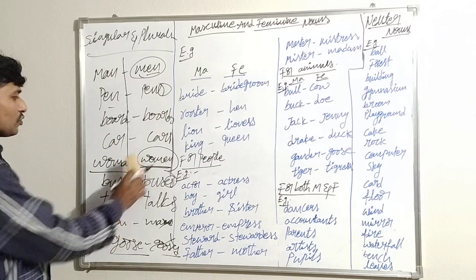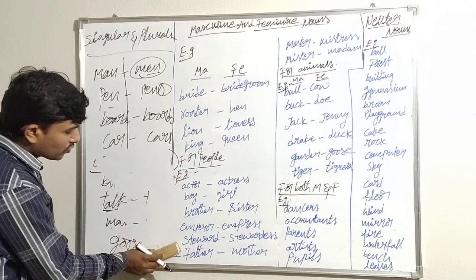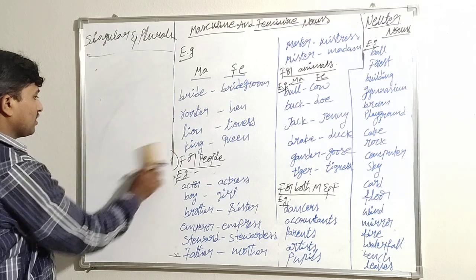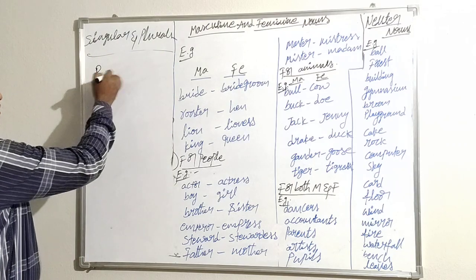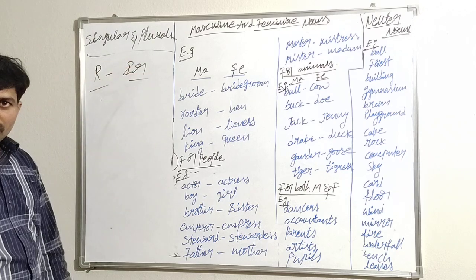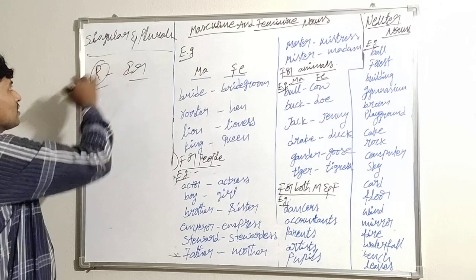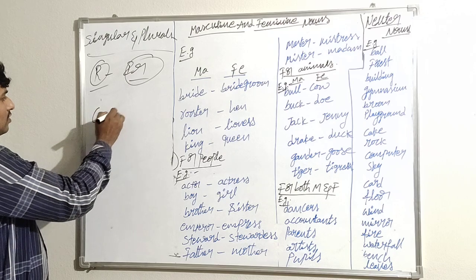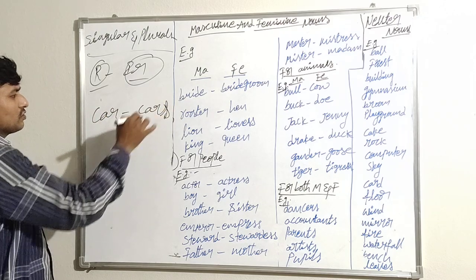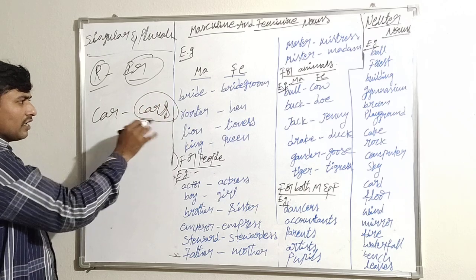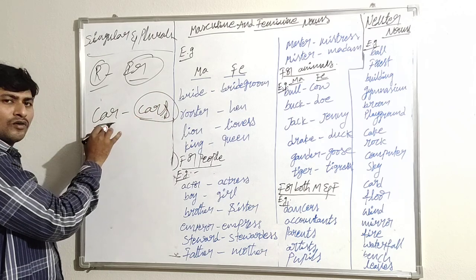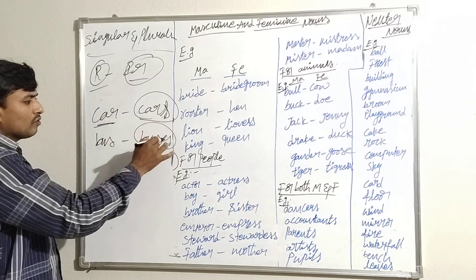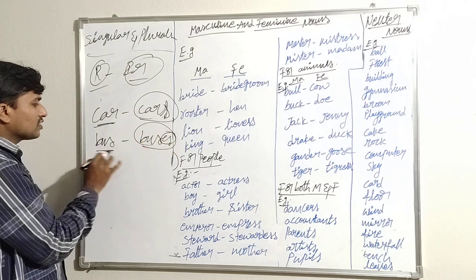So here I will have to remind you, there are two kinds of plural nouns. What are they? Regular, irregular. What are the regular plural nouns? What are the irregular plural nouns? See, as you know, car, cars. There is no change. Here the plural noun cars is formed by adding S to the singular noun car. Like bus, buses. Here the plural noun is formed by adding ES to the singular noun bus.